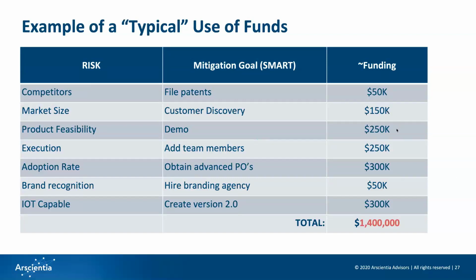And then we've listed a few SMART goals that will mitigate it. Like you file patents, you do customer discovery, which means you go talk to customers prior to asking them if they would like to give you a purchase order. Maybe you create a demo, you add team members. Maybe you obtain some advance purchase orders. Maybe you hire a branding agency, or you create version 2.0. Then we've estimated some funding amounts for this, and you can see it totals more than the 1 million that we wanted to raise: it's 1.4. So we all know we can't do everything. So we then look at the next slide.